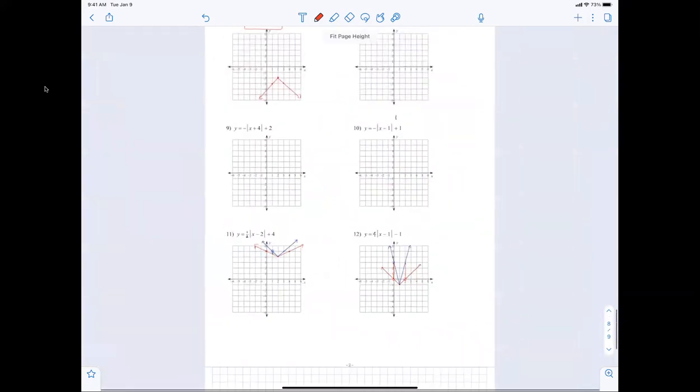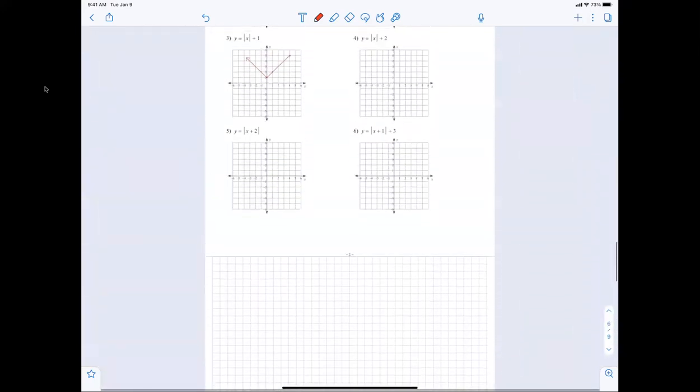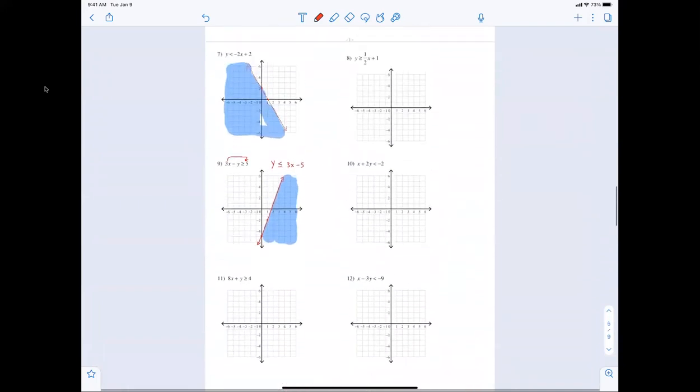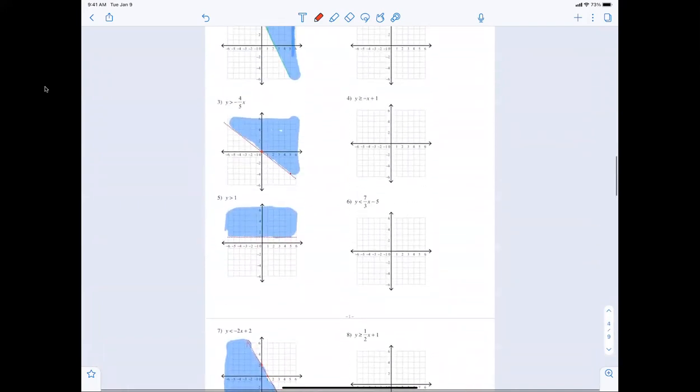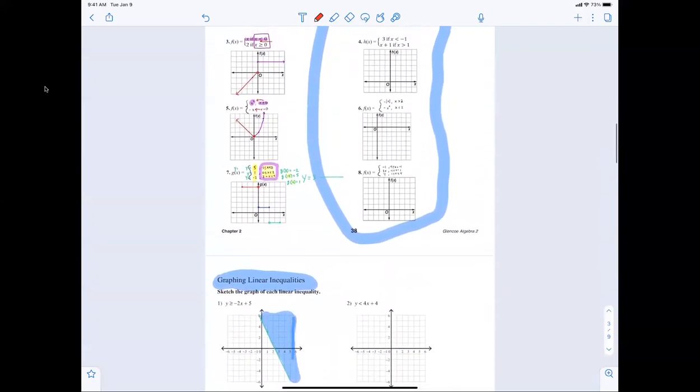I am sorry to say, now look, all kidding aside, every problem on this worksheet should be done. So that's what you're finishing up. That's all I got.